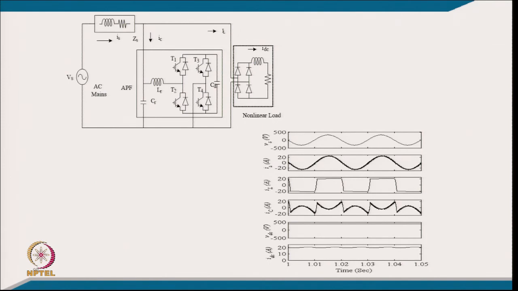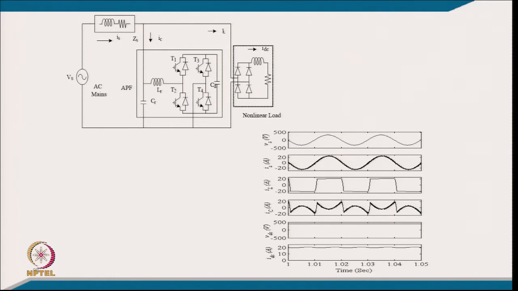We have a non-linear load with a diode rectifier with an RL load and constant current on this side, and this is the shunt filter, in shunt with the load, and its very purpose is harmonic elimination. So, you can see the supply voltage and supply current are in phase, and this is the load current, and the difference of these two is generated by the shunt active filter, where the voltage of the DC link is regulated.